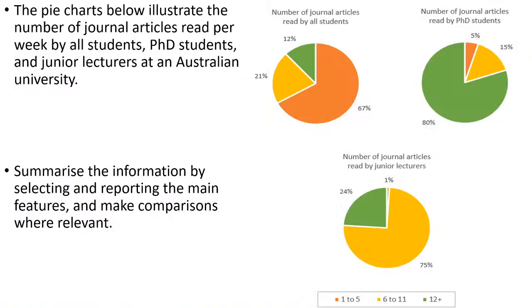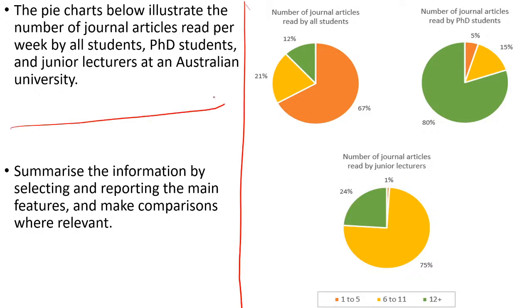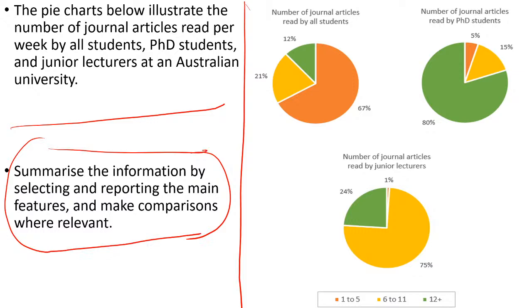So now let's look at the next chart. I have many charts for you to describe today, for your reference. This is the pie chart. First read this information: The pie chart below illustrates the number of journal articles read per week by all students, PhD students and junior lecturers at an Australian university. This is information that you will see in every type of graph, whether it is a pie chart, line graph, bar graph or whatever. Then it says to summarize the information by selecting and reporting the main features and make comparisons where relevant.